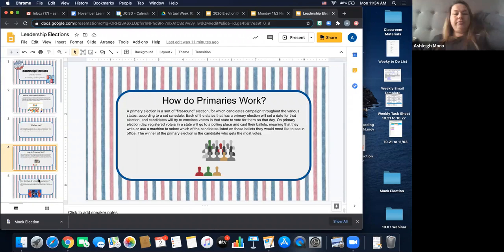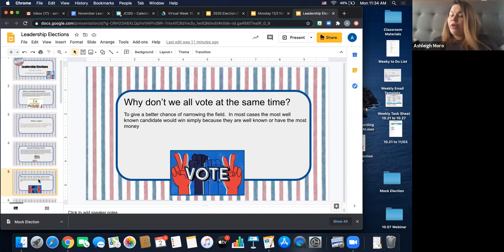The winner is the candidate who moves on to the main election, or the full scale election. So why don't we vote all at the same time? Why do we have primaries? Why do different states vote on different days instead of all in one day? It's to give a better chance to narrow the field. In most cases, if we were to all vote on one day for one vote only, we would pick the candidate we know best, or the name we've heard the most. By splitting it up, having states on different days and having two elections, it gives us time to learn more about all the people involved.